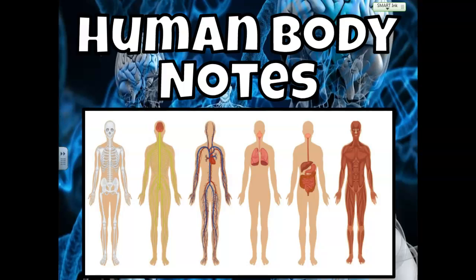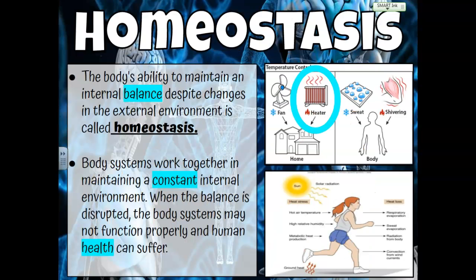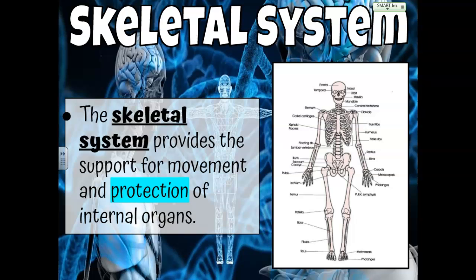So I'm just going to do a quick recap of your notes, because you guys already heard this on Friday. Homeostasis is the body's ability to keep an internal balance no matter what's going on around you. So when you're cold, your muscles shiver to cause heat. When you're hot, your skin sweats to cool you down. That's homeostasis.